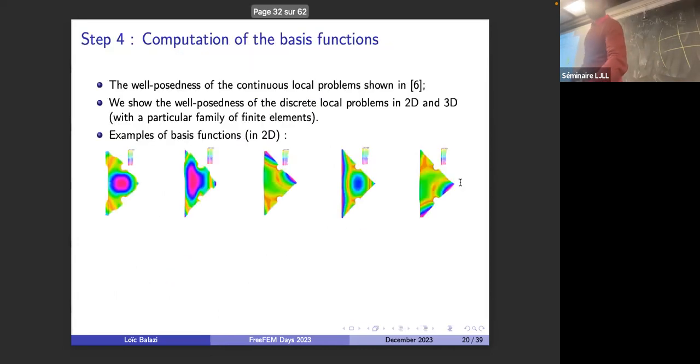And I will do this. And then we compute the local basis functions. I use a function for this, and we have some basis functions like this.